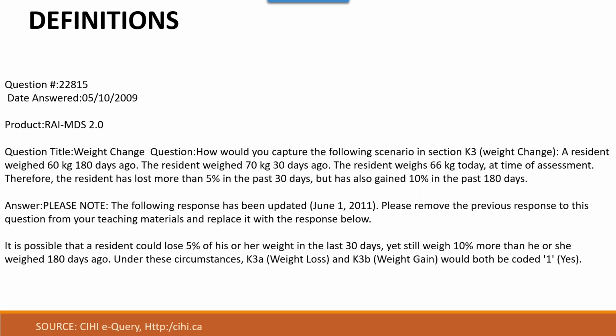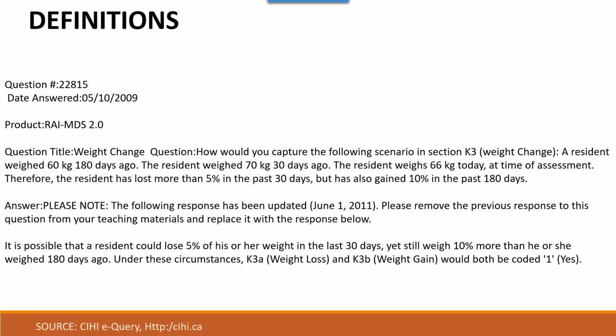Just some definitions from CIHI on the weight indicator. You can see here the weight change question. How would you capture the following scenario? That is K3 weight change. A resident weighed 60 kilos 180 days ago. The resident weighed 70 kilos 30 days ago. And today the resident weighs 66 kilos. So the indicator here is that they're both going to have a 5% change in weight, and they've also gained more than 10% in the past 180 days. So we have both a weight gain and a weight loss.